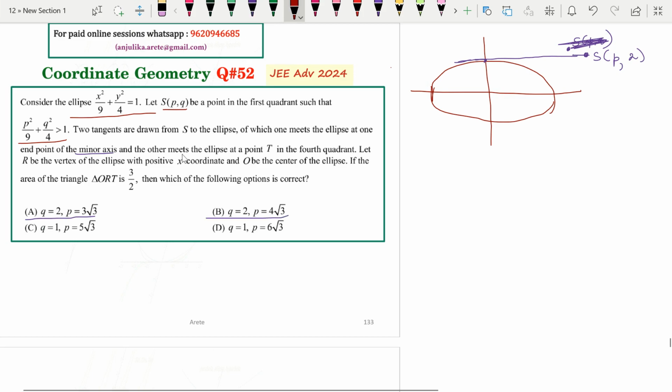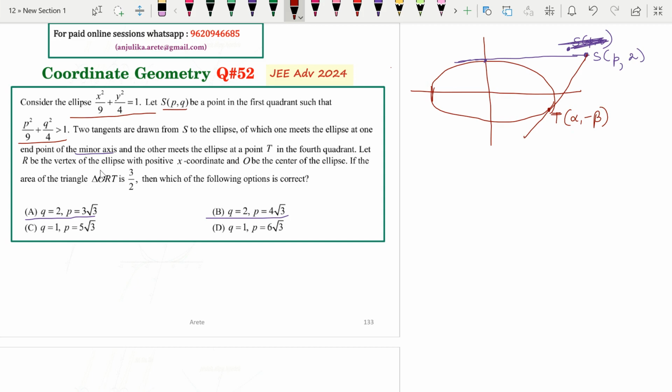Let's read more. And the other meets the ellipse at a point T in the fourth quadrant. So now this is the other tangent. Let's draw that. It is meeting at a point T, which is in the fourth quadrant. Now, if this point is in the fourth quadrant, the y coordinate is negative. Let's say alpha and minus beta are the coordinates here. Beta is positive.